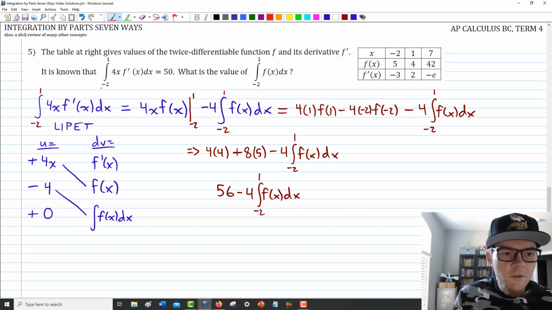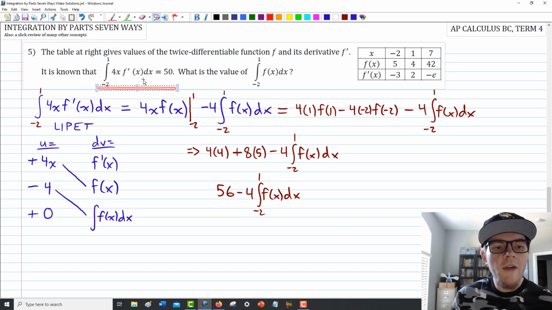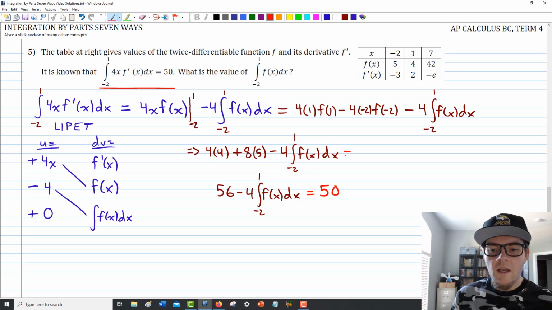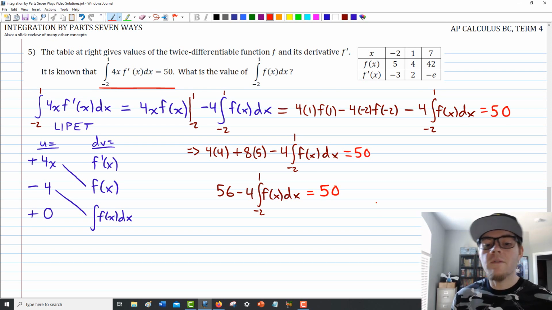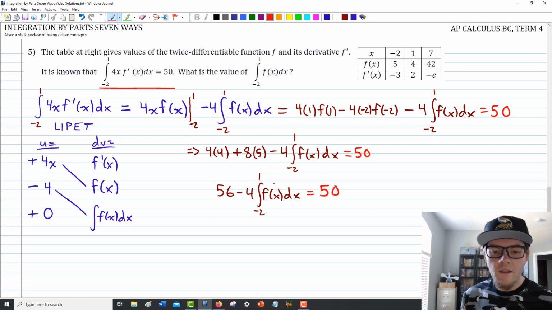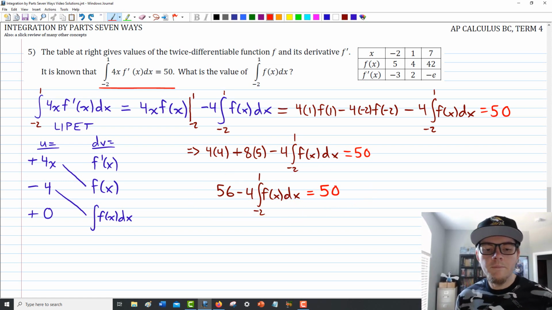Well, the answer is, we were told that that definite integral was equal to 50. Like, we know the value of that integral. So we can go ahead and say that this entire expression is equal to 50. In fact, all of these were equal to 50. We just didn't really dig into that for the moment. So we've got a little bit of work to do here, but this isn't going to be too bad. This equation is eminently solvable.